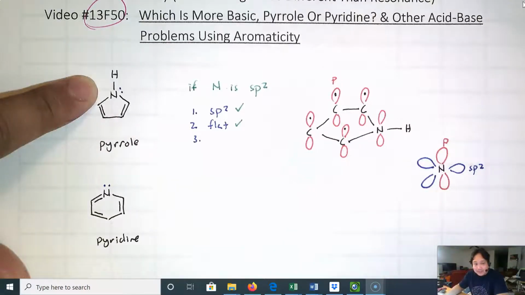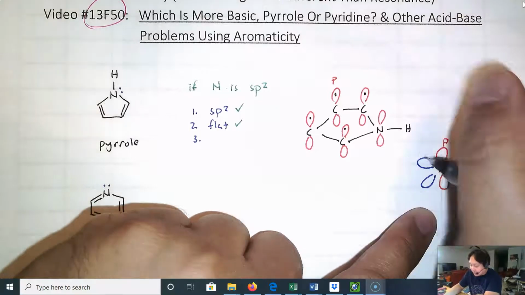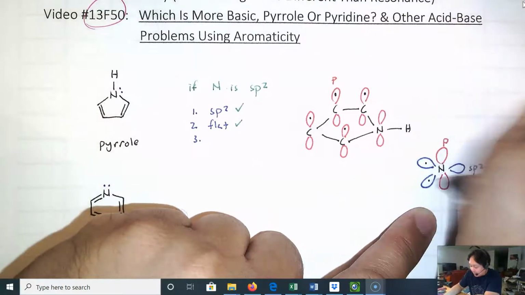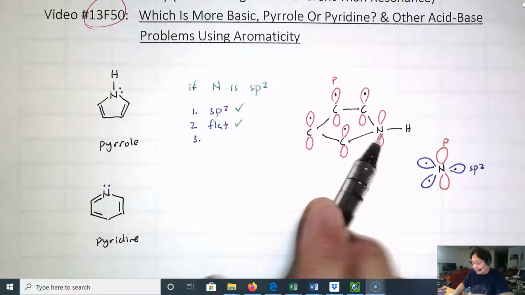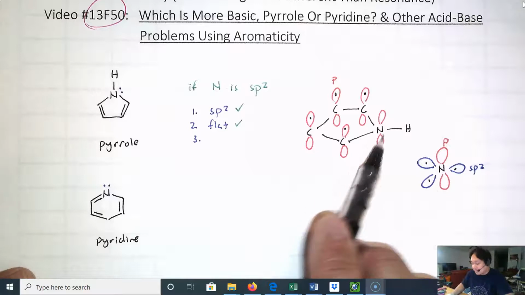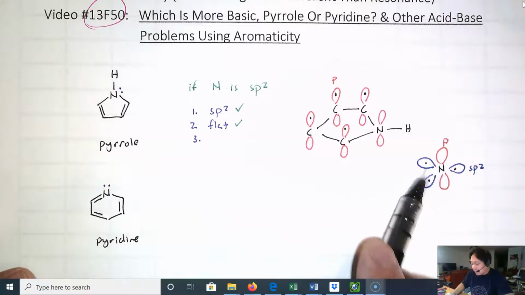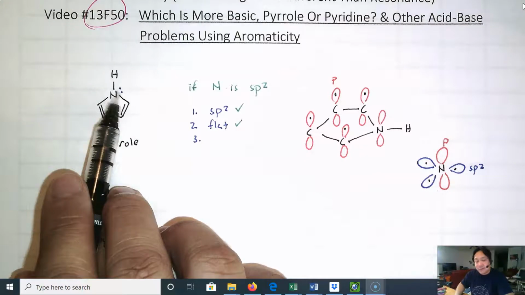Nitrogen has 5 valence electrons, and let's look at our isolated nitrogen. We have an electron here, here, and here, making our sigma bonds, right? That nitrogen is trigonal-planar because it's sp2, and we're showing the 3 sp2 orbitals. But nitrogen has 5 valence electrons. See that lone pair? That's electron 4 and 5.